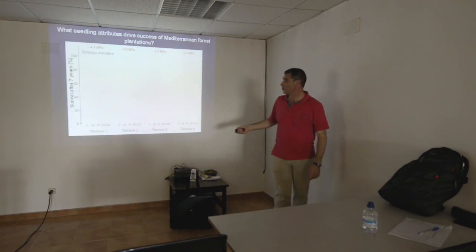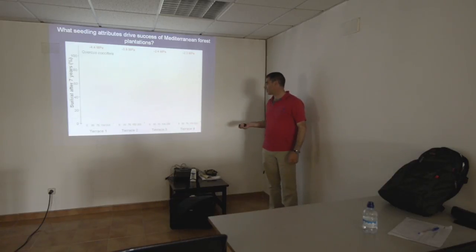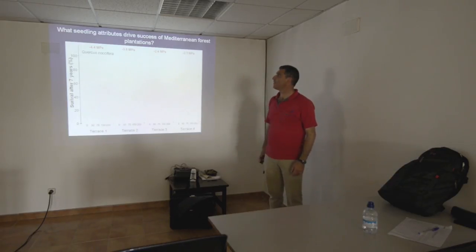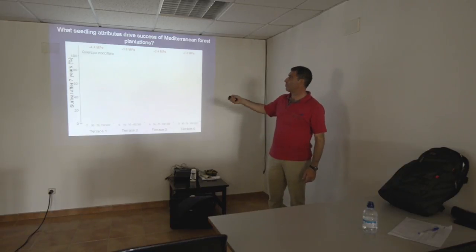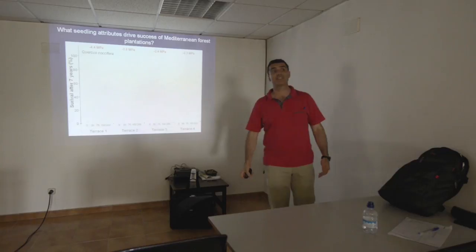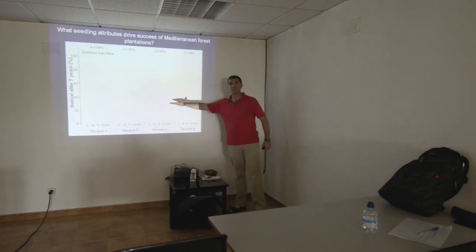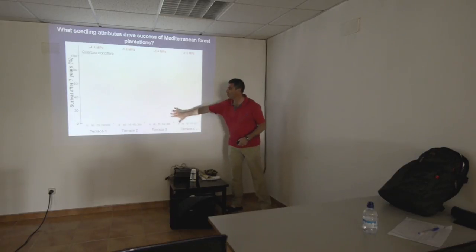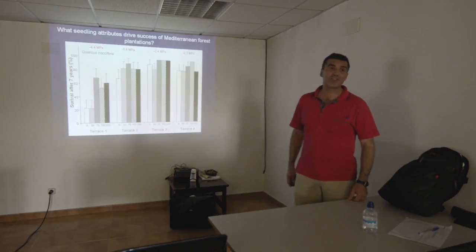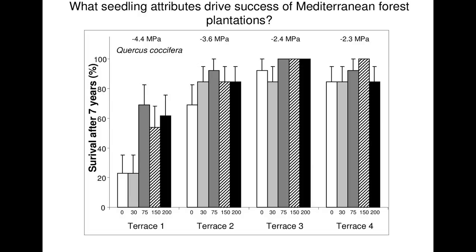Well, in order to demonstrate that there were different conditions among the terraces, we analyzed the water potential of the seedlings in midsummer, and yes, we confirmed that terrace 1 was the worst site because the plants were more water stressed than in terraces 3 and 4, which were the less harsh sites. Okay, so we have a gradient of stress conditions from low or moderate stress to very strong conditions. And we analyzed survival after 7 years, and these are the results. Here we represent the different nitrogen fertilization treatments. 0 is no fertilization, and 150 or 200 represents the amount of nitrogen, milligrams of nitrogen per plant.